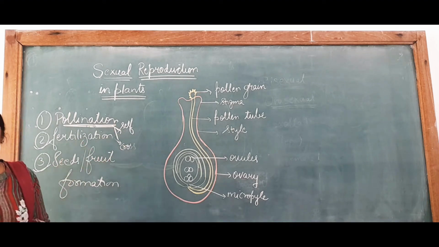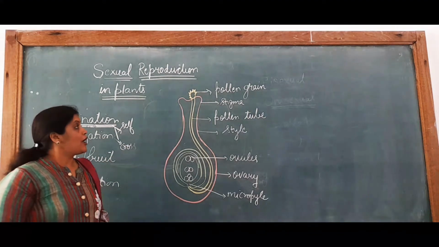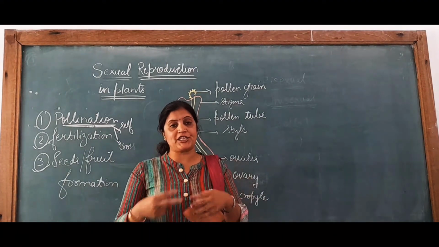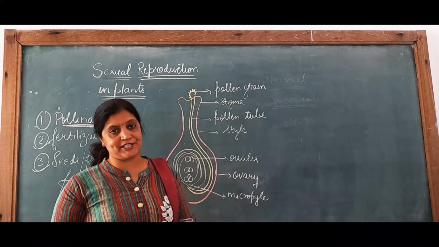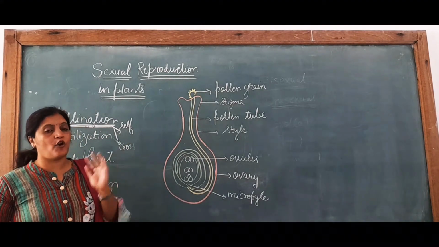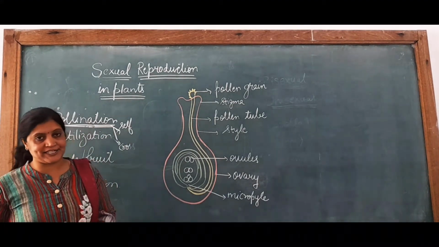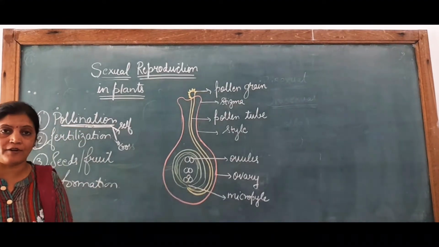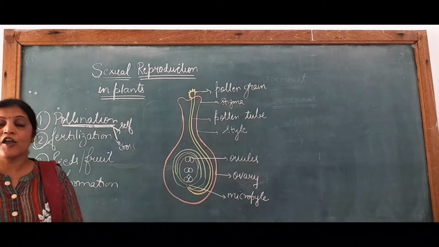Okay, what do you mean by fertilization? If a pollen grain and ovule fuse to each other, it is known as fertilization. That means fusion of pollen grain and ovule is known as fertilization. Here, how fertilization takes place in a flower, that we will discuss.